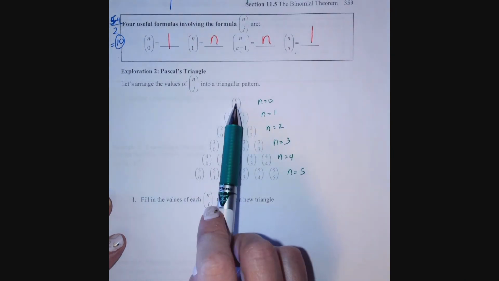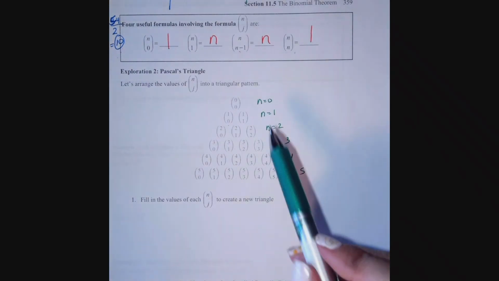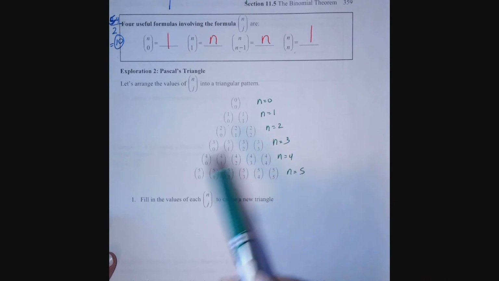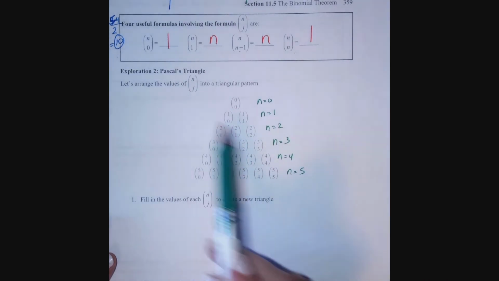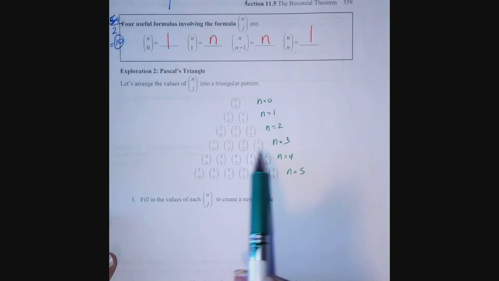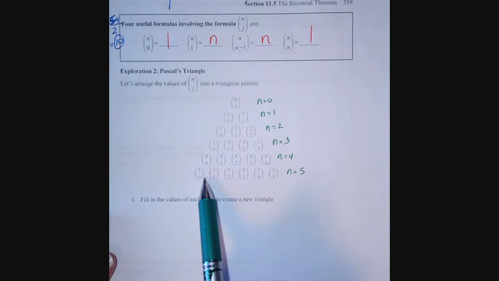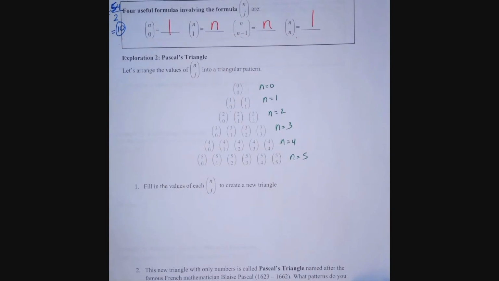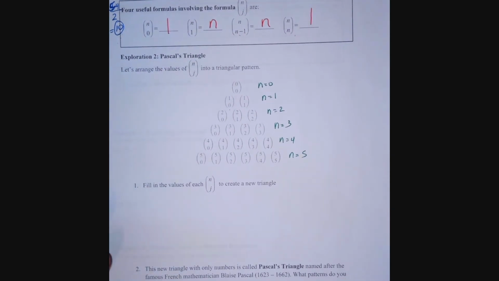See that the top number in your binomial coefficient is the number of the row, and then the bottom number is your j. We're picking: are we picking 0, pick 1, pick 2, pick 0, 1, 2, 3. For the n equals 5 row, 0, 1, 2, 3, 4, 5. We're counting across. We're going to find each of those values to create a new triangle.